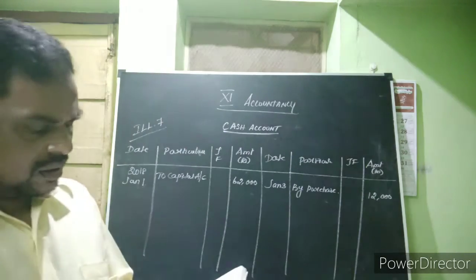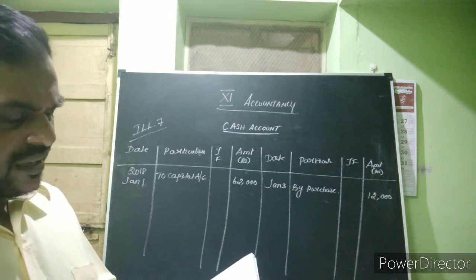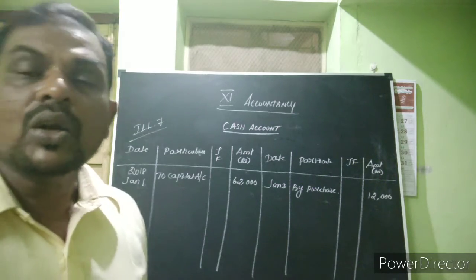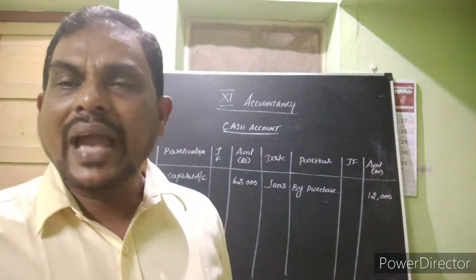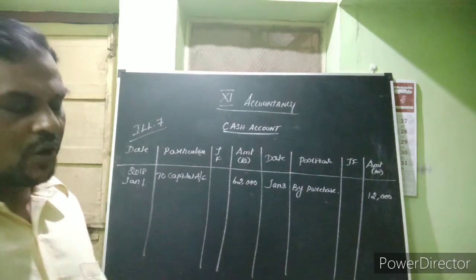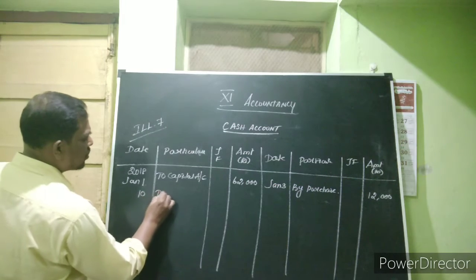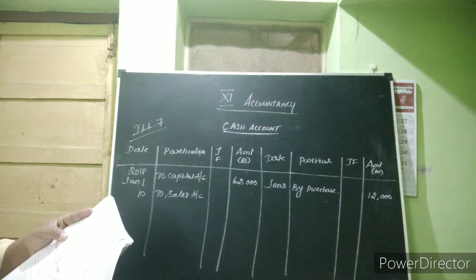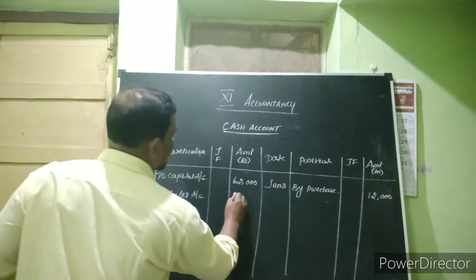Next, goods sold for cash. Next journal entry is on the 10th. Goods sold for cash. Cash account debtor to sales account. Now cash is in the debit side, so your hand should come in the debit side. To sales account you have to put here. To sales, date is 10. Cash account is in the debit side, so sales account is the credit entry. How much amount? Rupees 10,000.